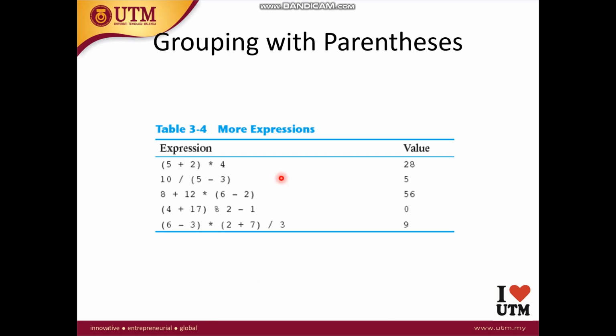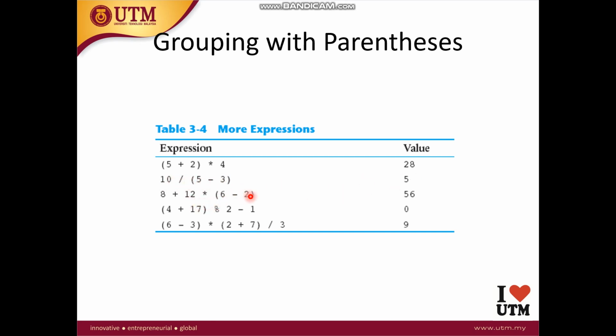Look how parentheses are having some effects on the expressions. This one, in this expression, you've got 5 plus 2 between two parentheses. So 5 plus 2 is 7, multiplied by 4 is going to be 28. 5 minus 3 is 2. 10 divided by 2 is going to be 5.